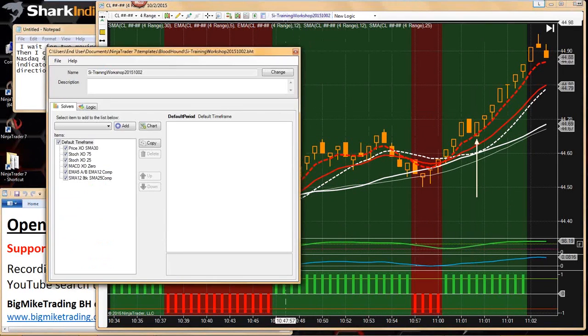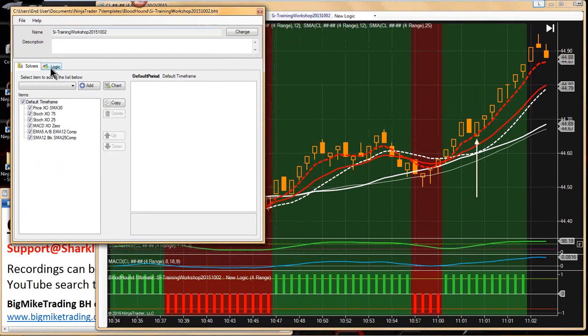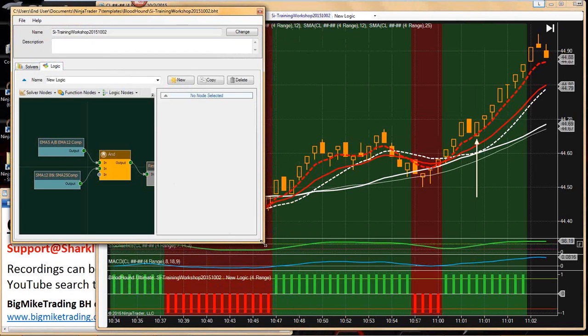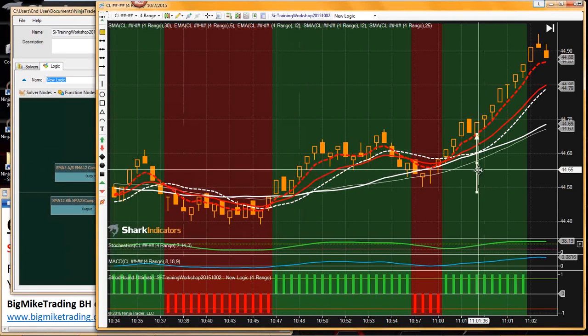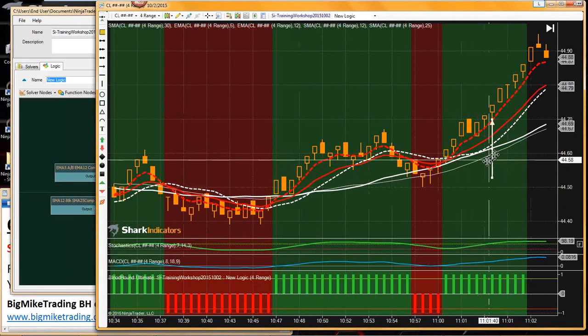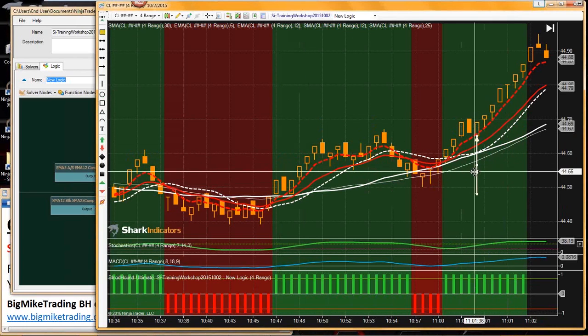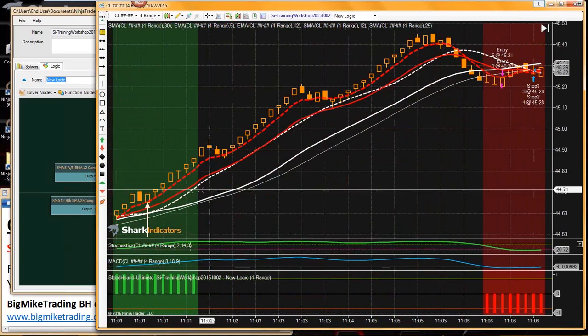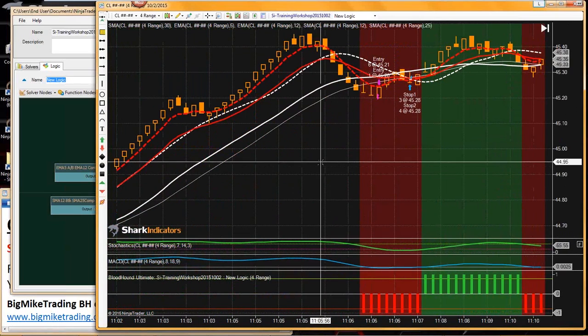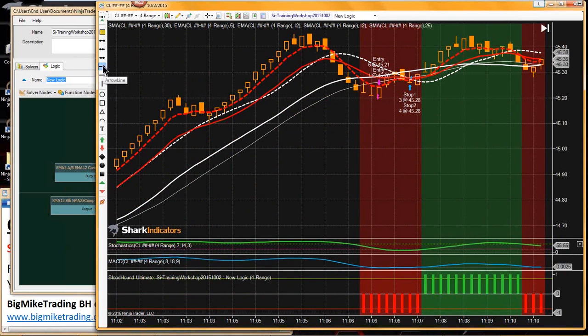If we're in an uptrend, like we are now, it's going to be the low price of the bar that touches that EMA. If we're in a downtrend, let's see if we get a downtrend. Yeah, here we go. If we're in a downtrend, it's going to be the high of the bar that touches that EMA 5.